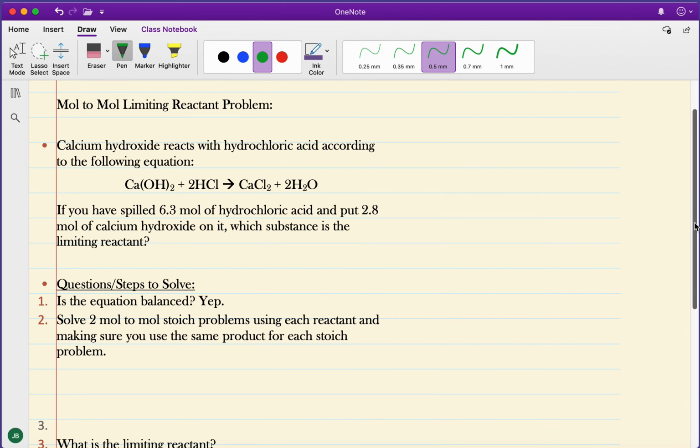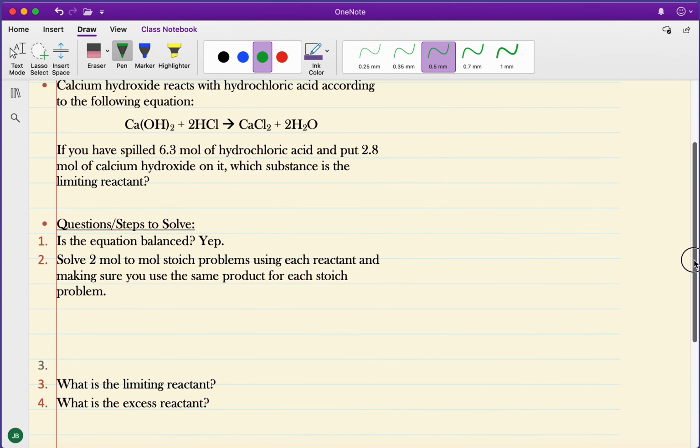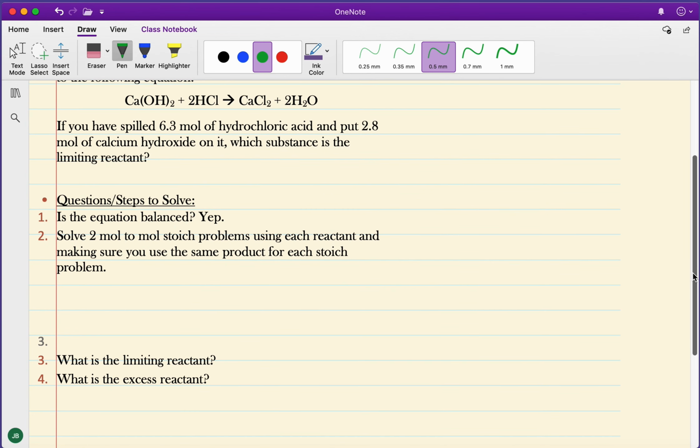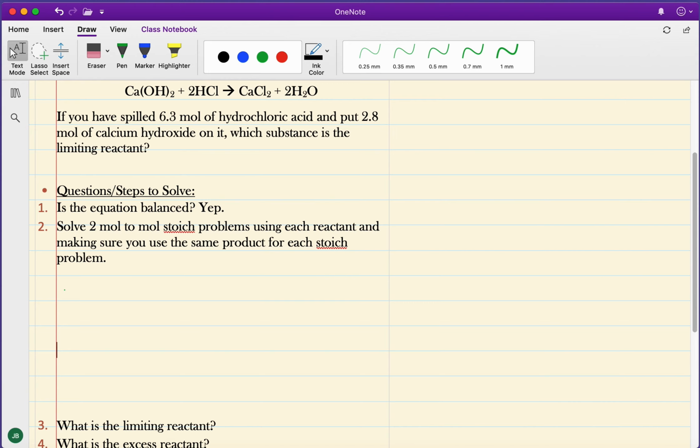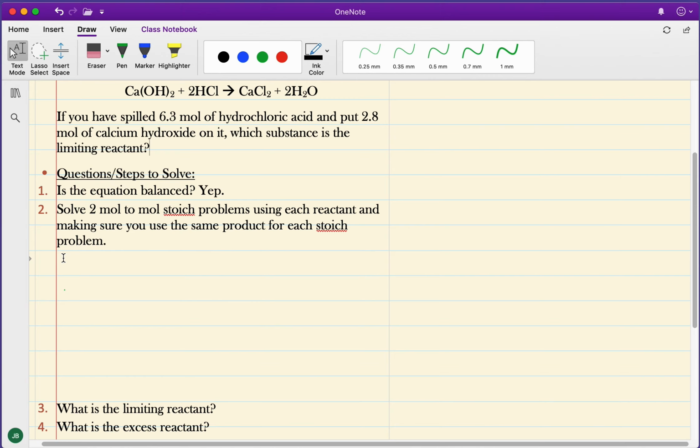So as always, very first thing you do is to decide, do I have a balanced equation? And yes, you do for this one. The next thing you're going to do is go ahead and solve your 2 mole-to-mole stoich problems using each reactant in each one of your problems and making sure you use the same product. So I'm going to put in some more space. All right, so let's get started.